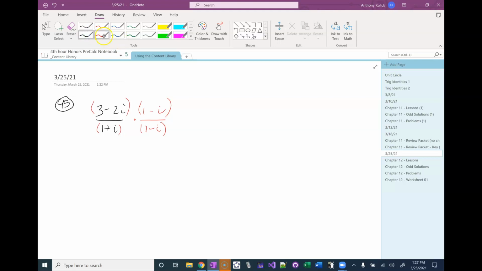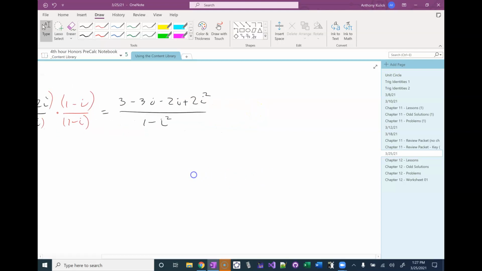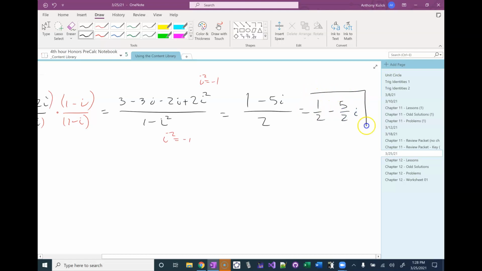So then I'll just FOIL out the numerator and the denominator. So remember that i squared is equal to -1. So when I combine like terms, I get a 1 minus 5i in the numerator and a 2 in the denominator. So I can just think about that as 1 minus 5 over 2i.